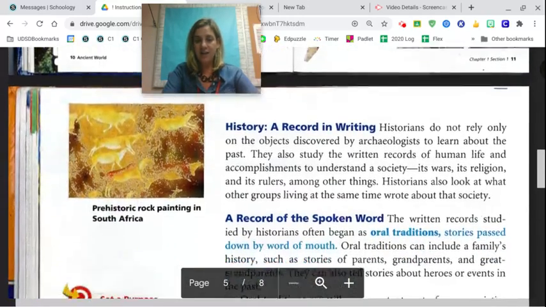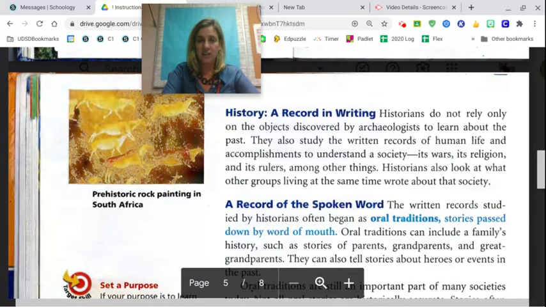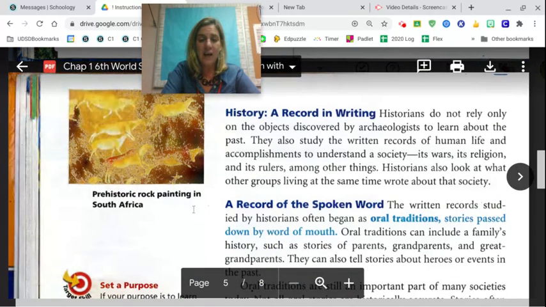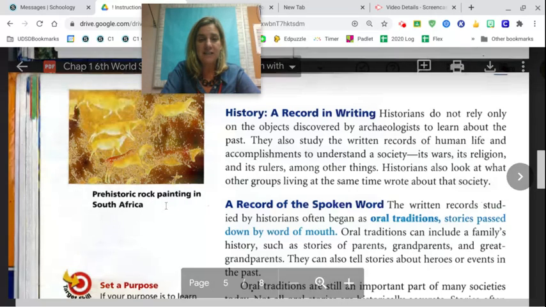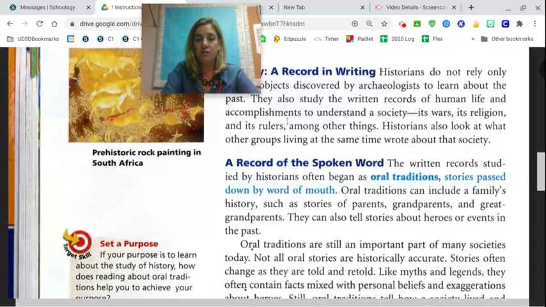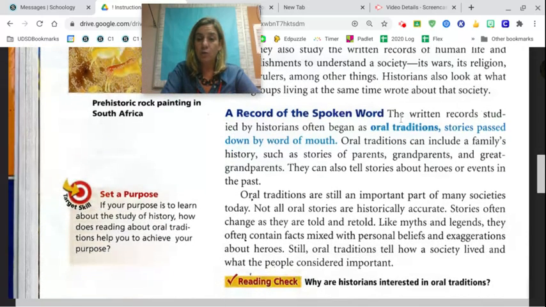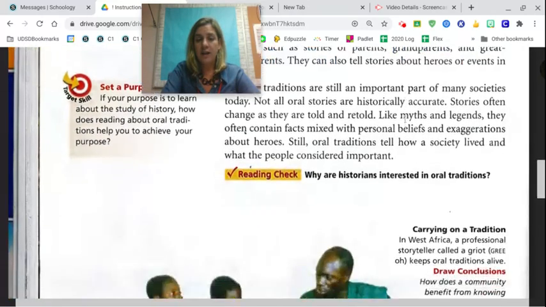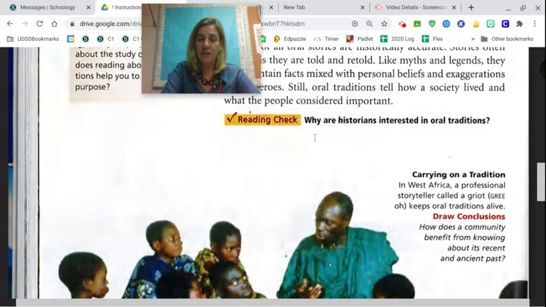All right, let's head on to our next page. I'll give you a second to turn to it. I have the caption here, and it says prehistoric rock painting in South Africa. Again, pre-writing. History, a record in writing, a record of spoken word. Okay, and I'm moving along. I notice that they have some reading checks for me. That might help my comprehension.